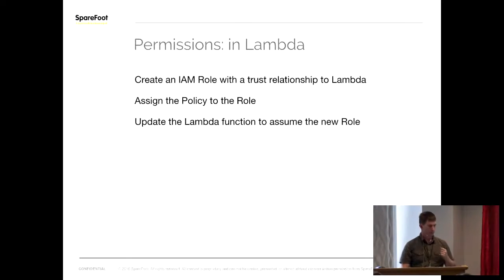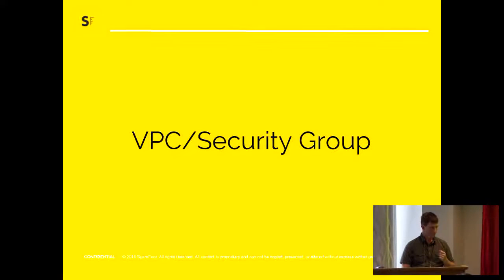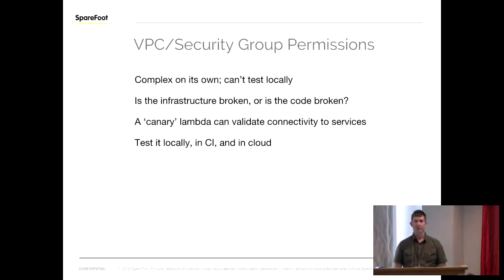It's the same thing for, I think it's a little easier for the role. All right, and then finally, VPC security groups. This is tricky because you really can't fake this locally. This is the permissions at the network layer between assets that talk in the cloud. You're just not going to be able to tell from CI if your VPC configuration is good. So you need a way to tell, is my infrastructure broken or is my code broken?